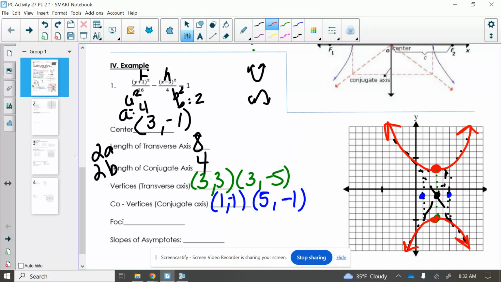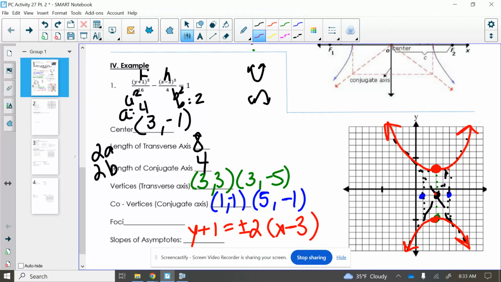And the slope of those asymptotes that it's following along: again, we always plug in y minus k, so y + 1. And since this is vertical, it's going to be our A value over our B value, because in this case, notice we rose 4, ran 2. 4 over 2 would be rising 2, running 1 each time. And then x minus 3.